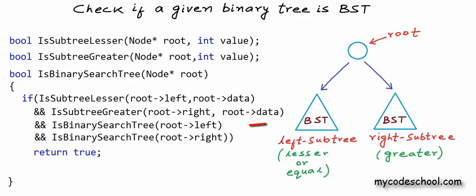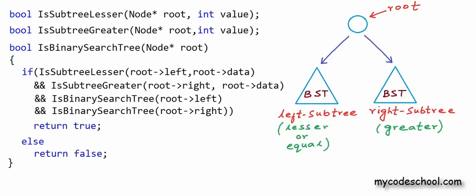I have made a recursive call to isBinarySearchTree function passing it the address of the left child, and I have made another call passing the address of the right child. And if all these 4 function calls, isSubtreeLesser, isSubtreeGreater, and isBinarySearchTree for left and right subtrees, return true, if all these 4 checks pass, then our tree is a binary search tree. We can return true, else we need to return false.